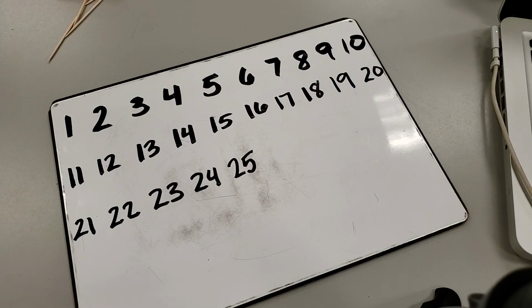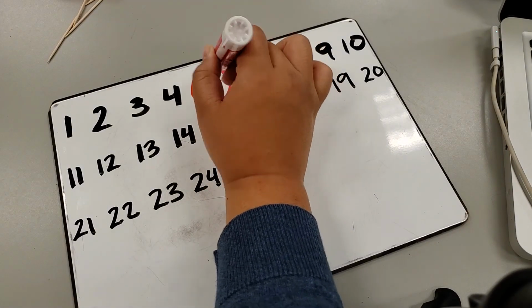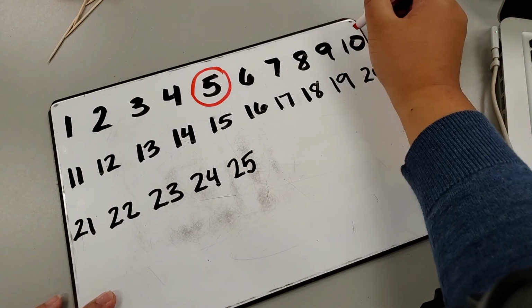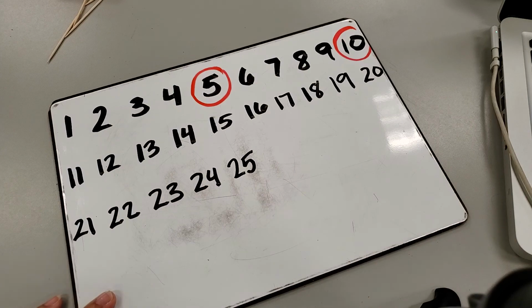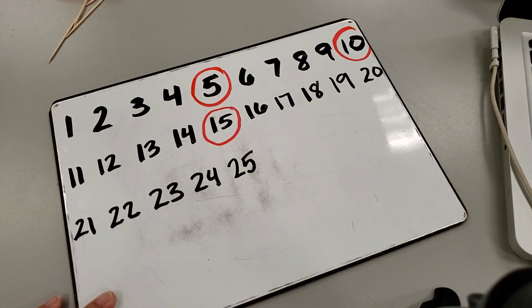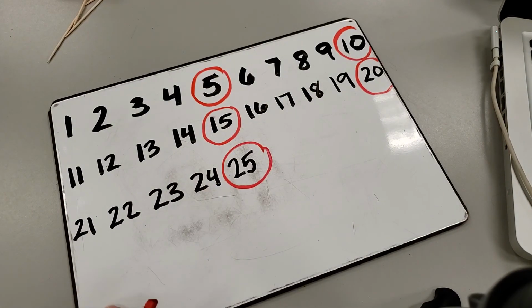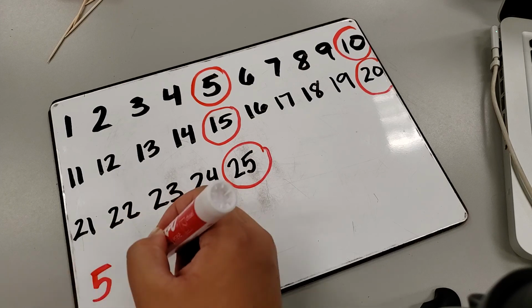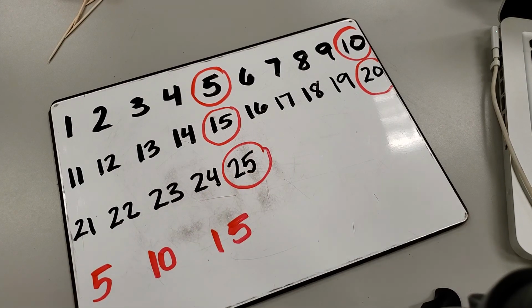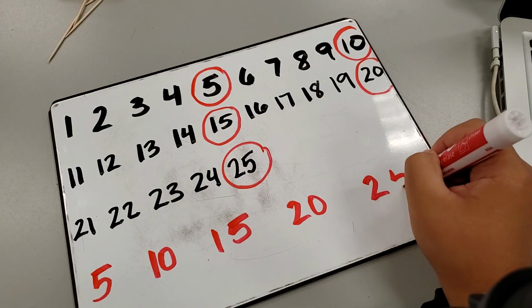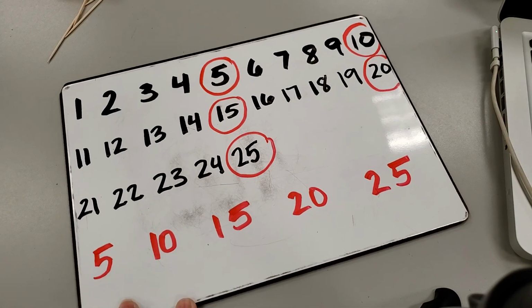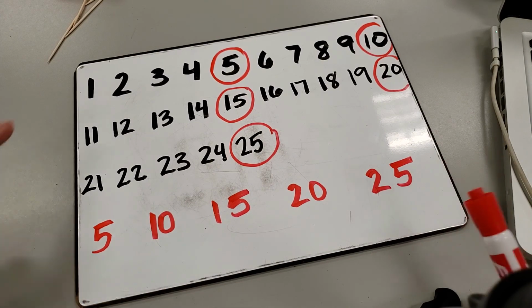All right, now I'd like you to watch. I want to circle all the numbers that end with a 0 and with a 5. So I have, here's 5, that has a 5 in it. 10. What else? 15. 20. 25. And I'm going to write those numbers here at the bottom. 5, 10, 15, 20, 25.